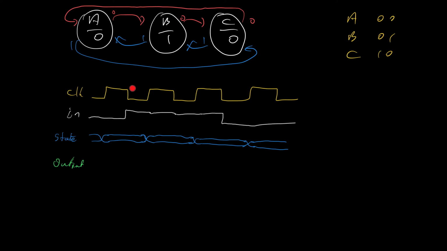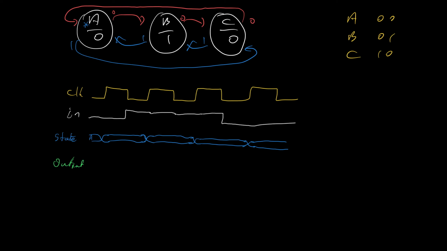So we've got the clock and the input as inputs to our finite state machine. Internally, we have the state, and the output, this being a Moore finite state machine, is just a function of the state. So when the state changes, the output will change. Let's assume that the starting state of our finite state machine is state A.